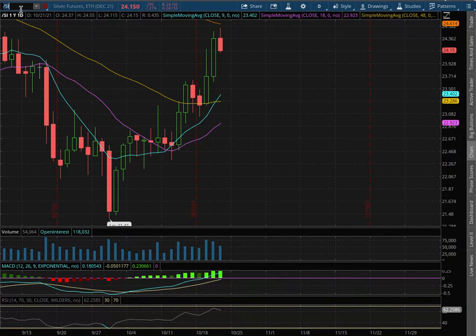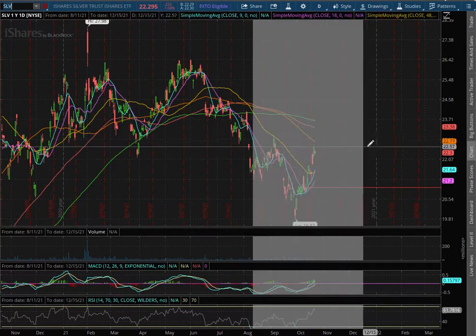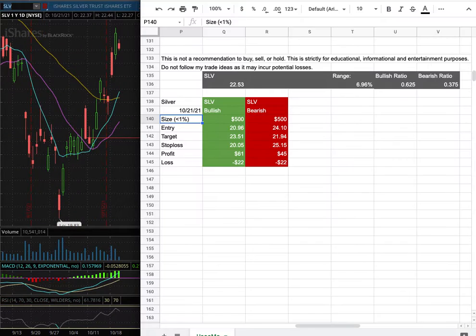levels with the RSI. As with the trade idea, I'll be trading SLV, and my position size for it is less than 1% of my portfolio. My long entry is at $20.96, and that is this range here. My sell target is at $23.51, and my stop loss is at $20.05.